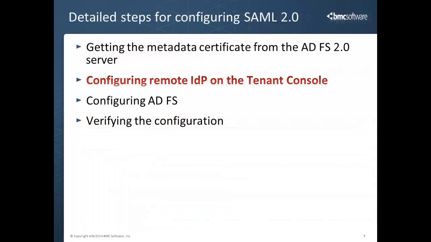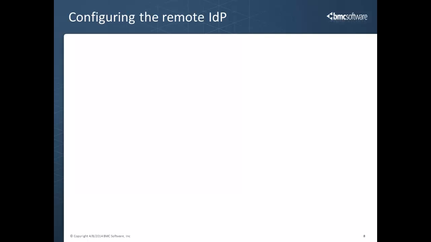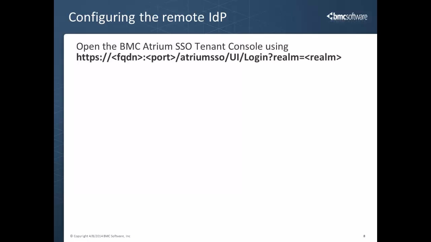The next step is to configure the remote IDP using the tenant console. Open the BMC Atrium SSO tenant console using the URL shown here. Ensure that you have entered the correct fully qualified domain name, FQDN, and port number. Generally, the name of the realm is your company name. If you cannot access the tenant console, verify the URL with the BMC Remedy administrator.